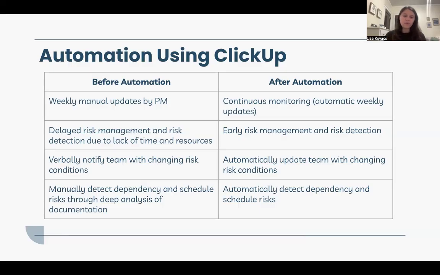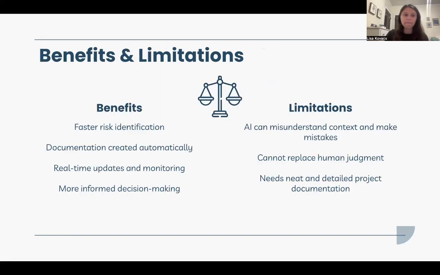And lastly, before you would have to manually detect dependencies and schedule risks through very deep and fine analysis of the documentation, whereas with the use of AI, it can do this a lot quicker than humans and project managers can. So again, it is a lot of time being saved for the project managers so that they can focus on the risk management strategies rather than detecting the risks.